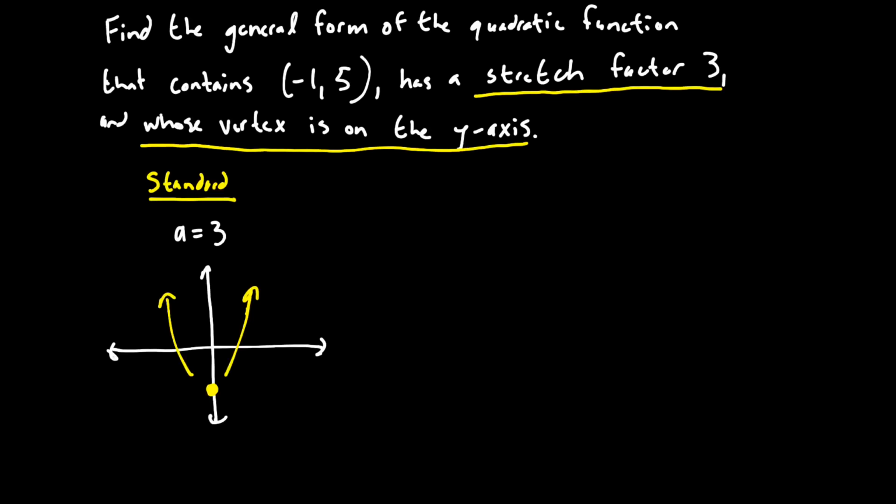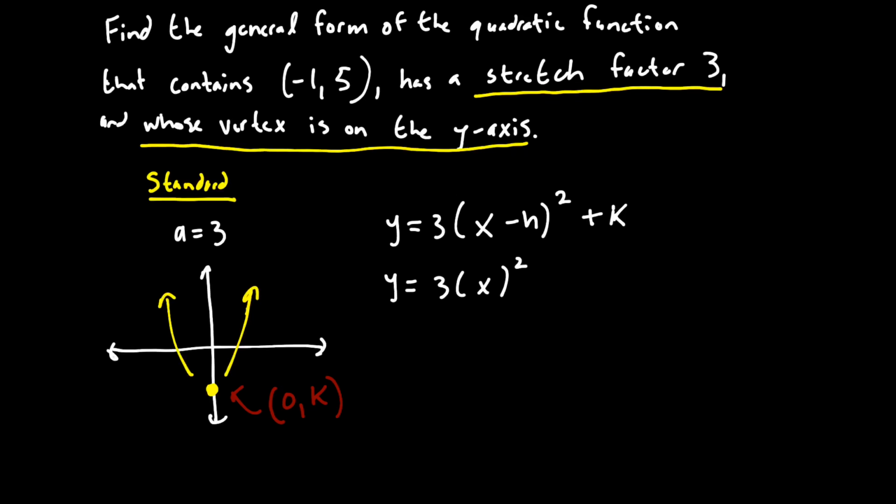Plugging what we do know into our standard form, we'll get y is equal to 3 times x minus h raised to the second plus k. Now, since we know the vertex lies on the y-axis, we know h is going to be 0, and k is some number that we don't know. So we can simplify this down one step. This is going to be 3 times x raised to the second plus k. The only thing we're missing now is this k here. So what we're going to do is use the last piece of information that we haven't used yet, plug it into the equation, and solve for k.